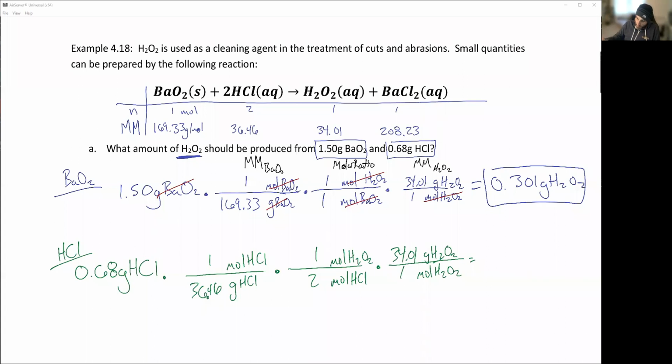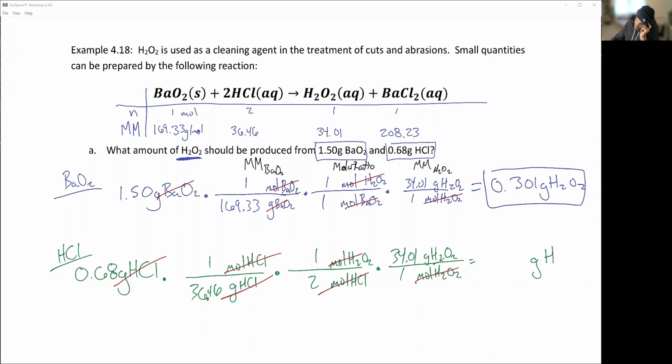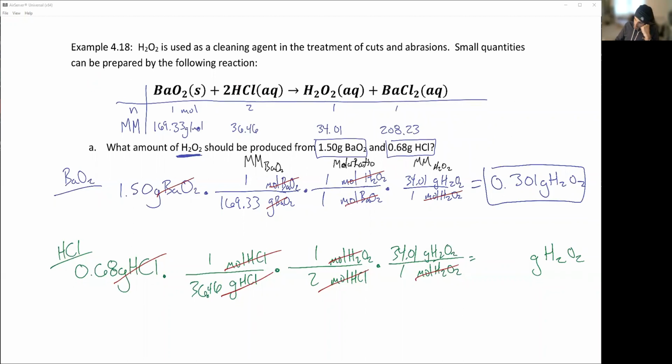Okay, so here I have it written all out, so let's walk through this. I start with 0.68 grams of HCl. First thing I'm going to do is cancel out grams and convert to moles of HCl. Being in moles of HCl allows me, through the molar ratio, to convert to moles of peroxide. Moles of peroxide cancels to give me grams of peroxide. So you do this entire calculation, and we end up with grams of H2O2 if HCl were limiting and we had enough barium peroxide: 0.317 grams.